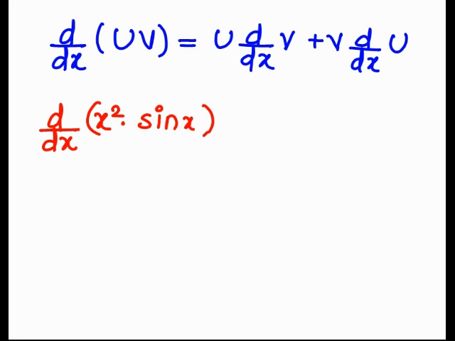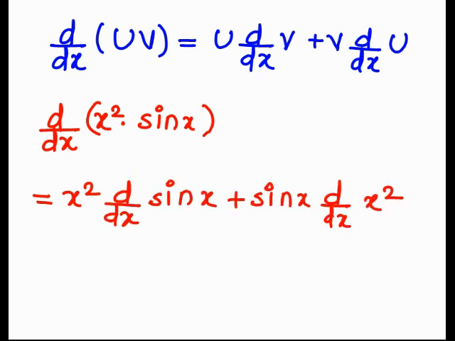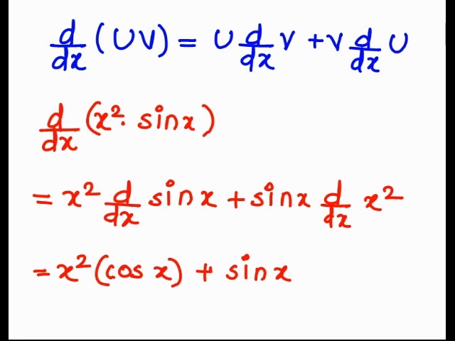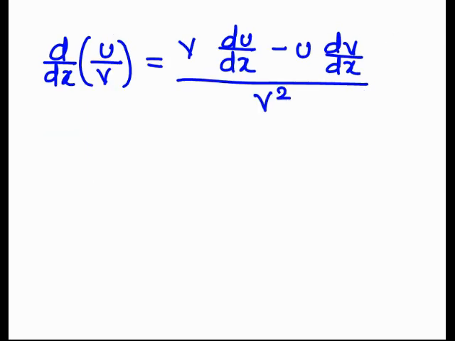Let's take an example: derivative of x square sin x. We first take x square outside, derivative of sin x, and then we take sin x outside and derivative of x square. So x square outside, derivative of sin x, plus sin x outside, derivative of x square. What is the derivative of sin x? Derivative of sin x is cos x and derivative of x square is 2x. So finally we get this.